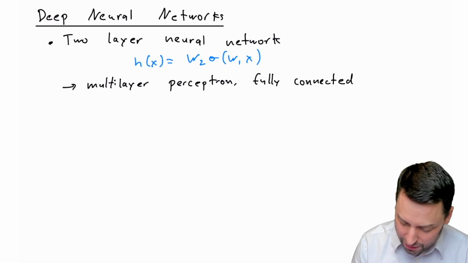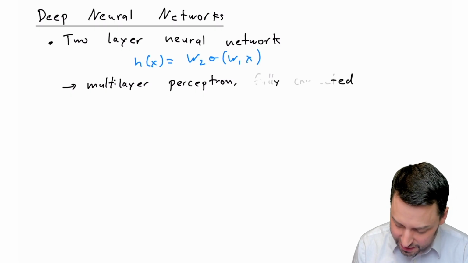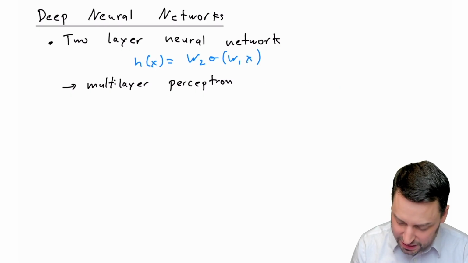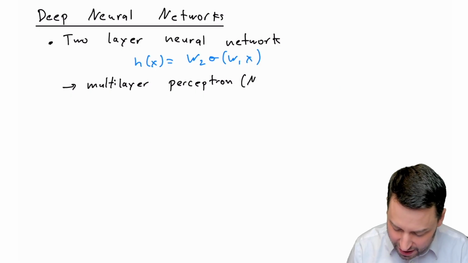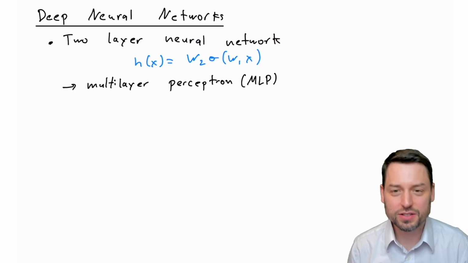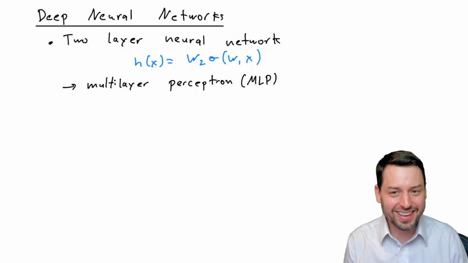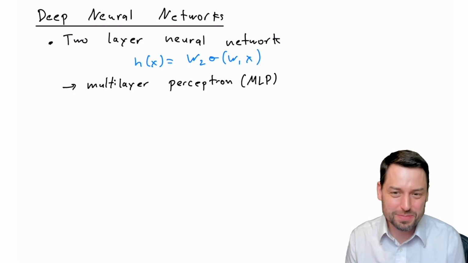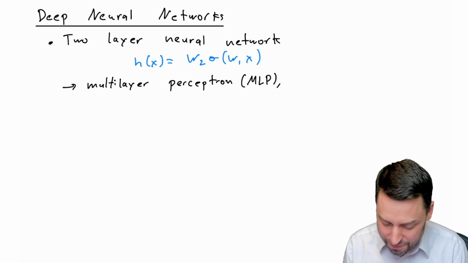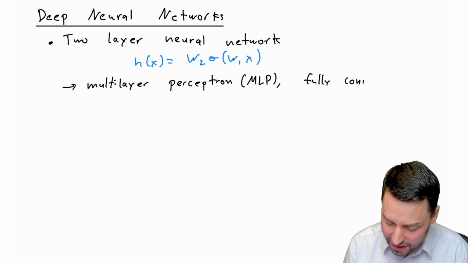Actually, by the way, one thing I'll just mention here is that multi-layer perceptron is sometimes abbreviated MLP. So if you see something referred to as MLP in a neural network context, that's just a simple neural network like this. It's also called a fully connected network, and there are many other names for this.